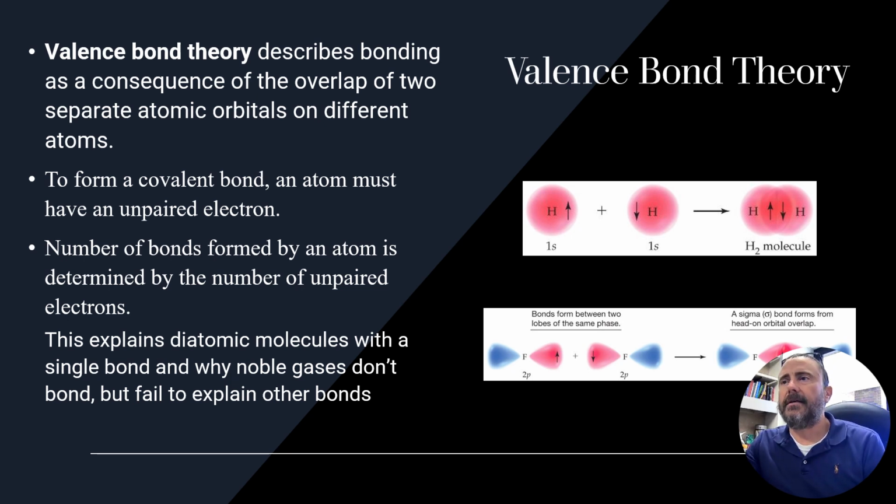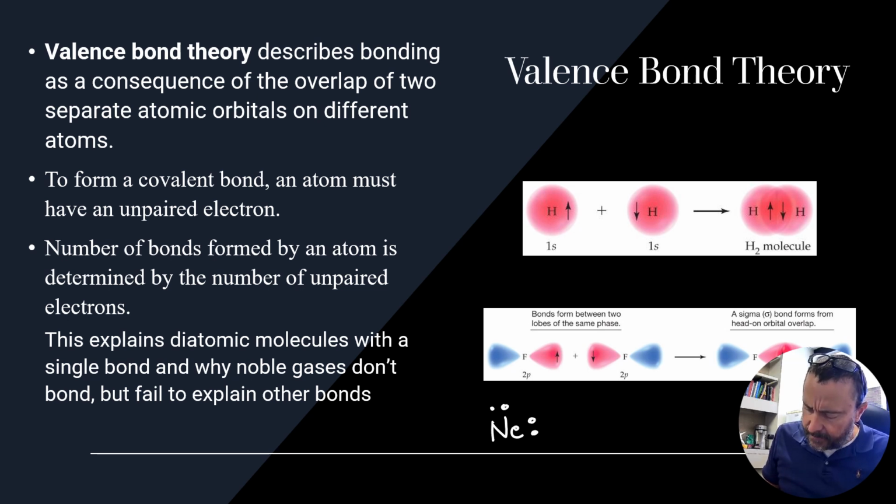But that explains that, and it also explains why our noble gases don't bond. If you think about a noble gas, say our neon, neon has no unpaired electrons, and so when you've got no unpaired electrons, you've got nobody to be able to bond with, and so it's really happy to not bond. But this doesn't explain everything else.